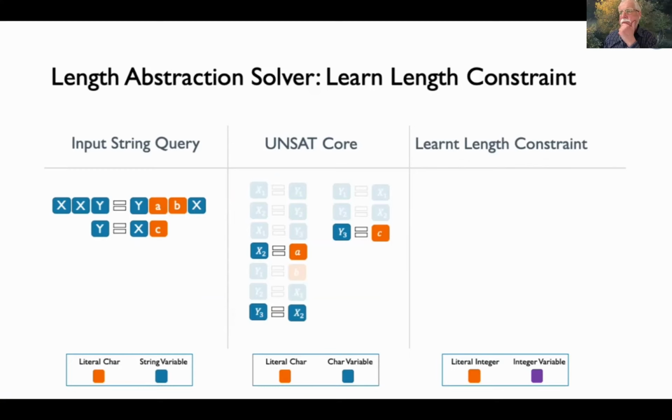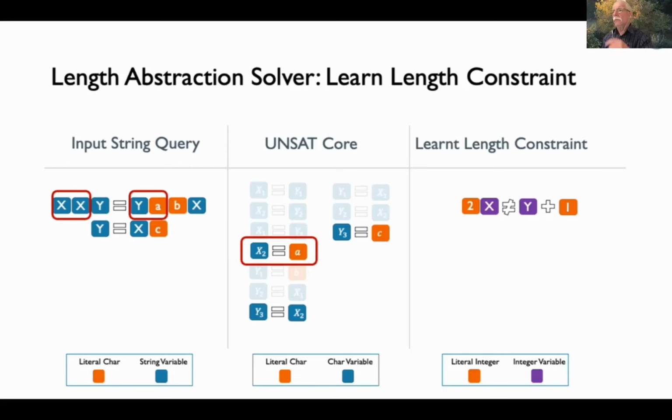So for the original input query and the unsat core that our bit vector solver gave us, we will generate a learned length constraint. Specifically, for the first equation in the unsat core, if you squint your eyes, you can see that the last character of X will line up with the character A exactly when 2 times the length of X is equal to the length of Y plus 1. So if we want to avoid this alignment in the future, which we do, then we would learn to avoid that length, which we add to the column on the right.